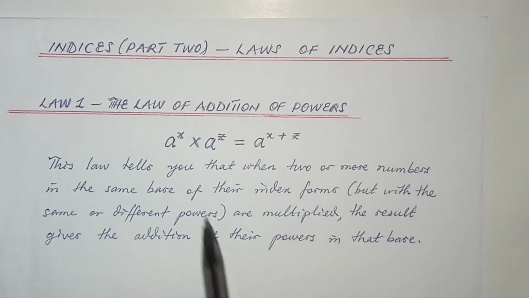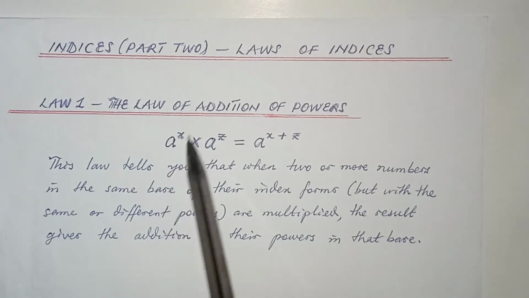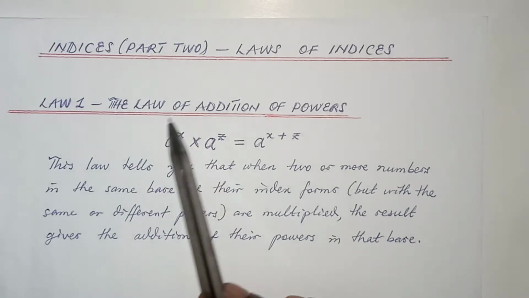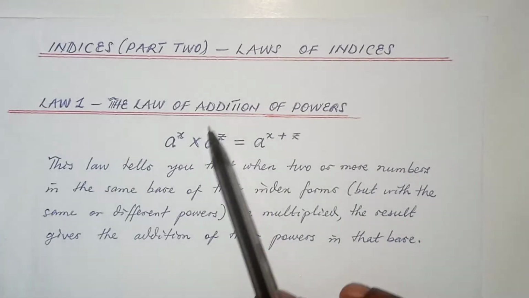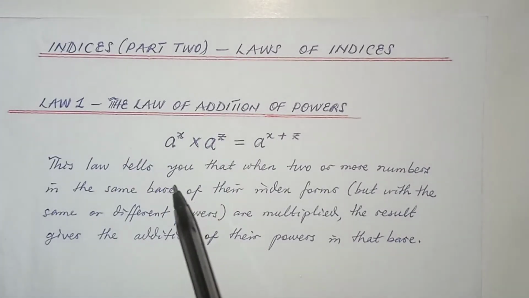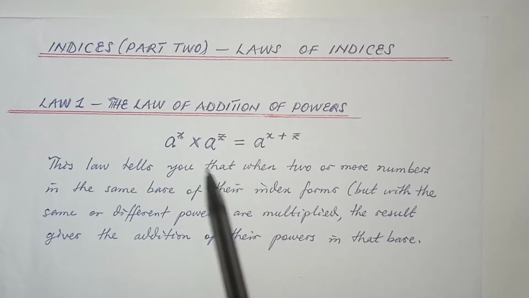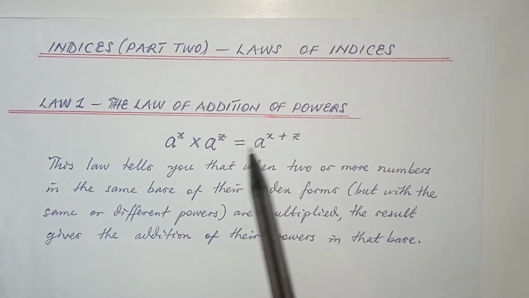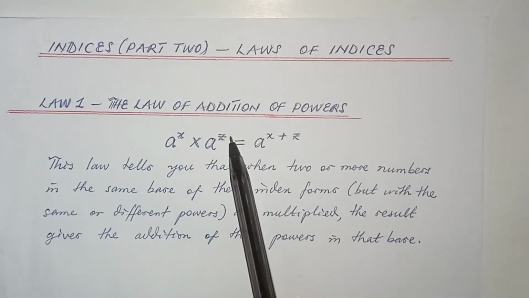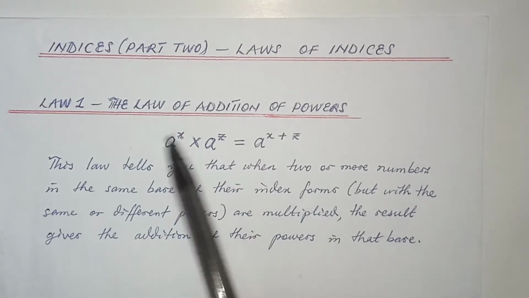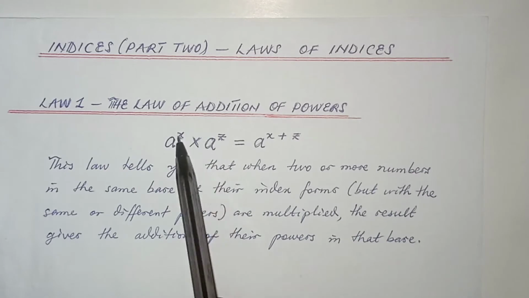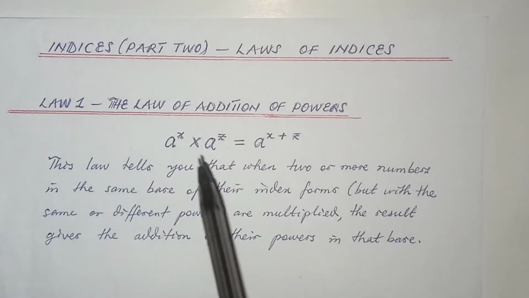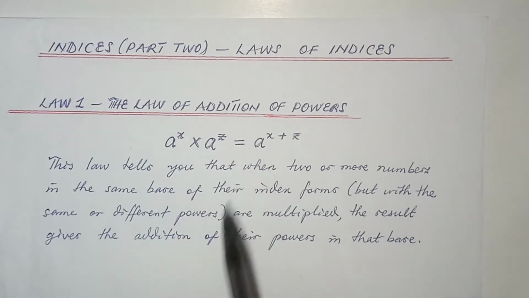The law is simple. What the law means is that if there are two or more numbers in exponential form, let's consider two numbers in this case, a raised to power x and a raised to power z, representing the exponential form of two numbers. Now, provided the bases are the same, the result will give you the base raised to the sum of those powers in their index form. So, the law de-emphasizes equality between the powers, but emphasizes equality of the bases. The bases must be the same for this law to hold.